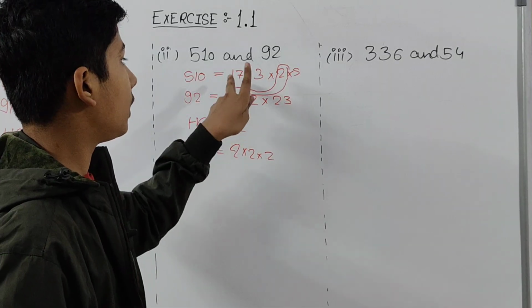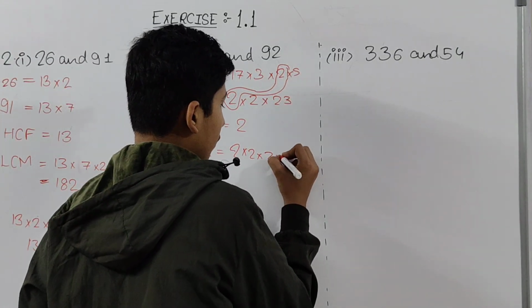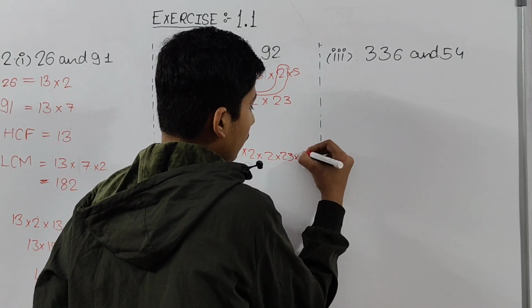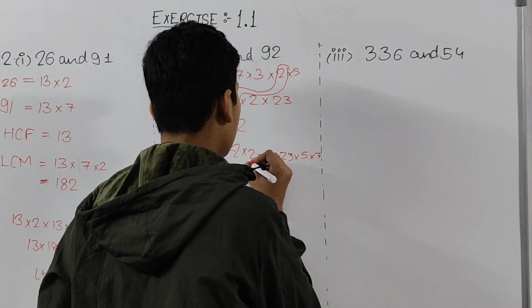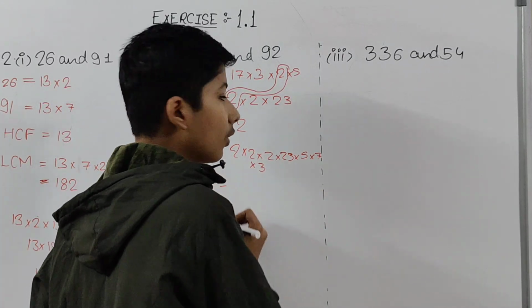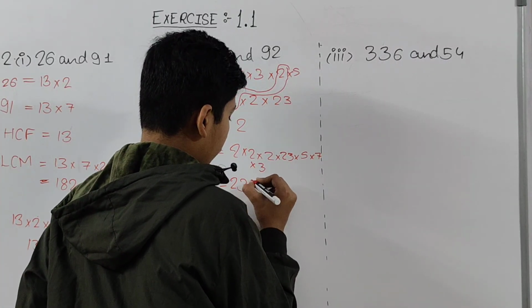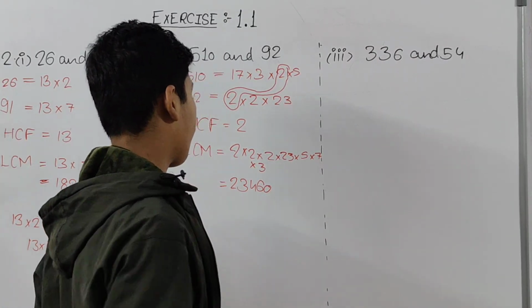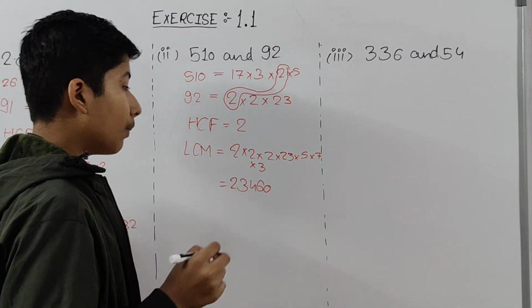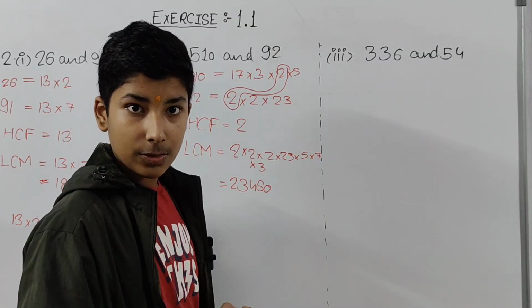Now here is 23, 17, 3 and 5. So 23 into 5 into 17 into 3. So when we solve this, we get a number 23460. This will be our LCM. But we have to verify this also.